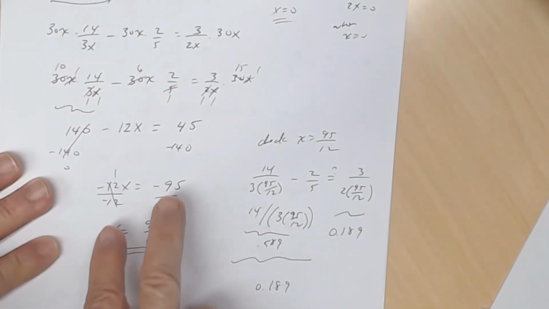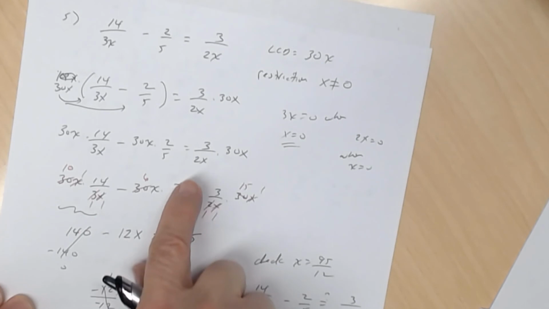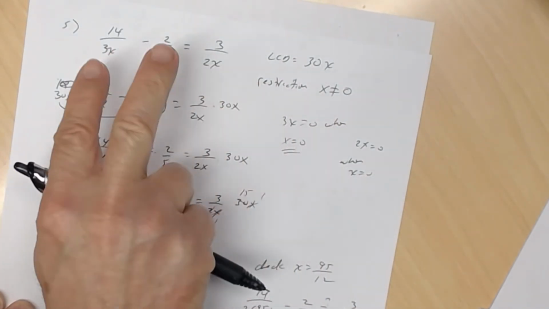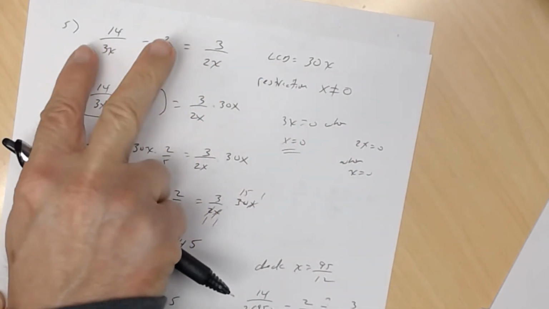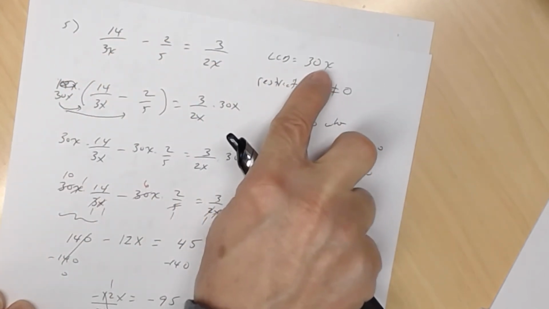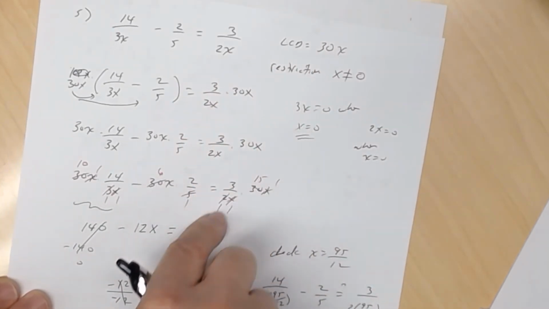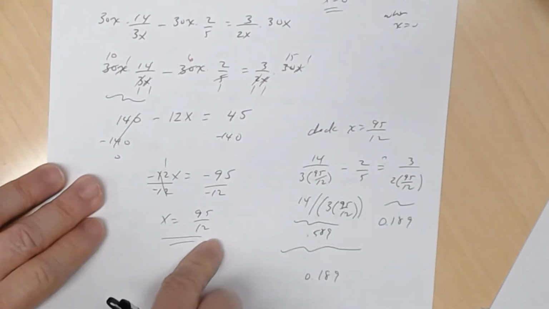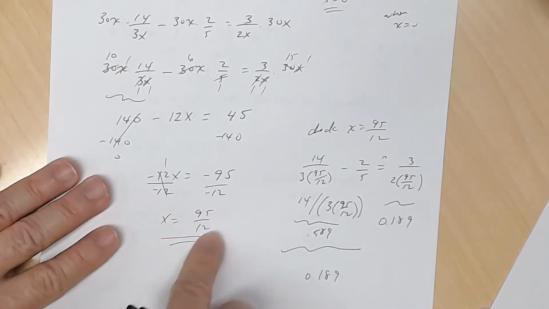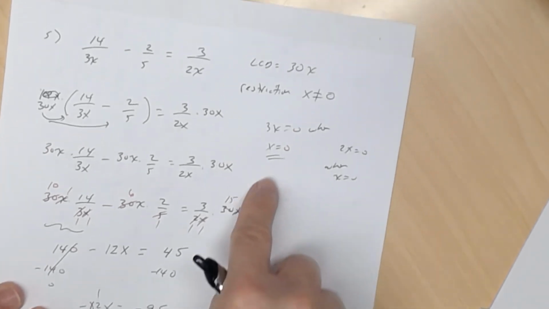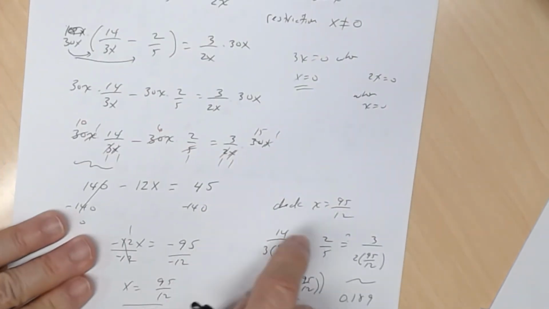Now, in the next lesson, you're going to hear the word extraneous. So whenever you have restrictions, whenever you multiply both sides by a variable expression, meaning it has a variable in it, you could introduce false solutions. So that's why you have to check your solution to see if it's an extraneous root or not. Okay, so we're going to use those words in the next lesson.